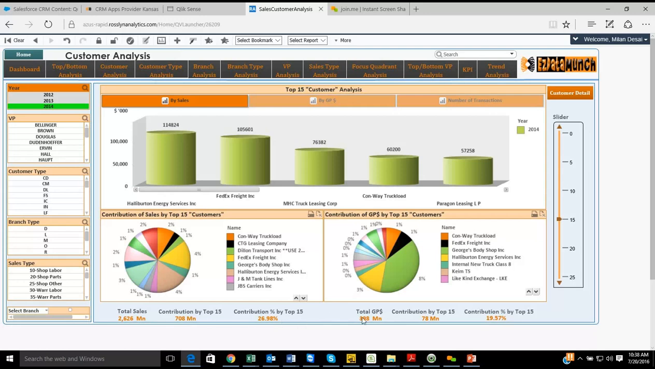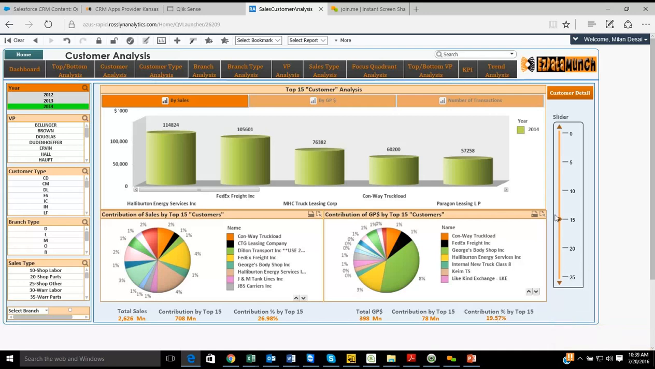And then look at the profit. Your total overall profit is $400 million, and these customers give $78 million, almost 20%. So a pretty consistent number: 27% of your revenue is giving you 20% of profit. So you want to really work with these customers.